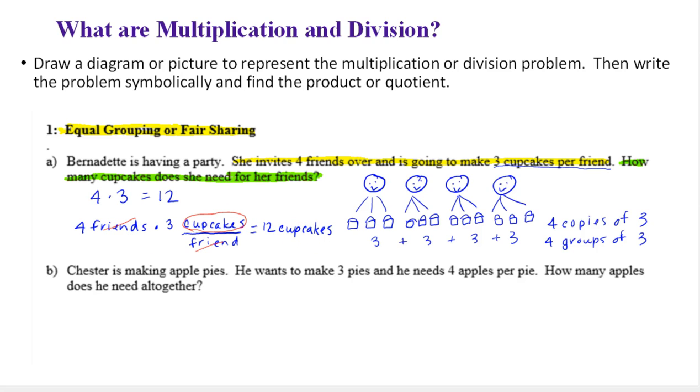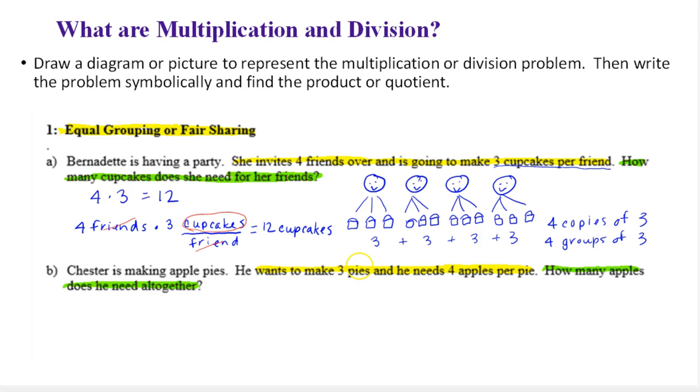Let's look at the next one. Chester is making apple pies. He wants to make 3 pies and he needs 4 apples per pie. So that's the given information. Here comes the question, our goal. How many apples does he need altogether? So let's draw a picture.